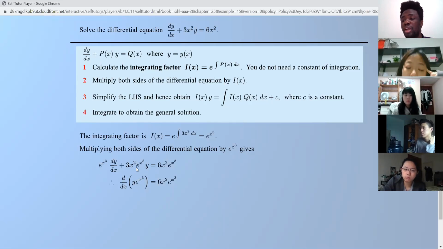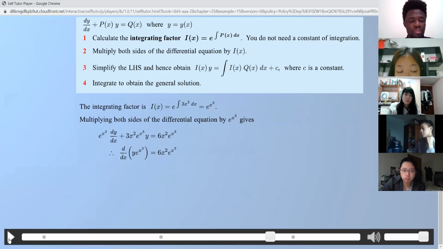Remember, y is a function of x, so you are going to use product rule. Keep this constant, differentiate this. This is what you get. Then keep e to the x cubed constant and differentiate y. This is what you get. So you can see that this is the product rule result for this one. That's why it's a product rule in reverse. I hope that clarifies your confusion. Yes. Okay, let's move on.